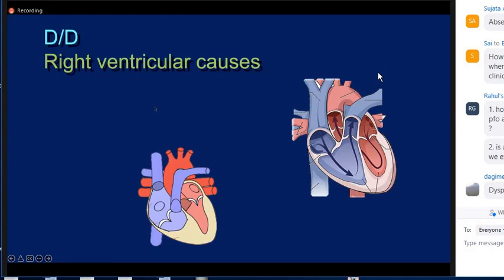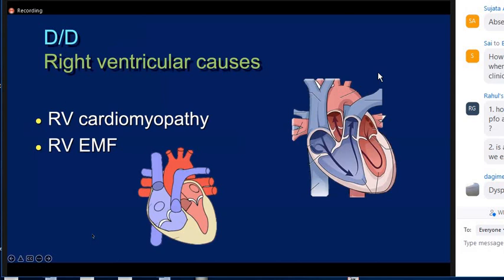Whereas right ventricular cardiomyopathy or right ventricular endocardial fibroelastosis, endomyocardial fibrosis from Kerala people, I have seen so many cases when I was studying at the Sri Chaitanya Institute of Medical Sciences, presenting with right heart failure and diagnosed as RV endomyocardial fibrosis.